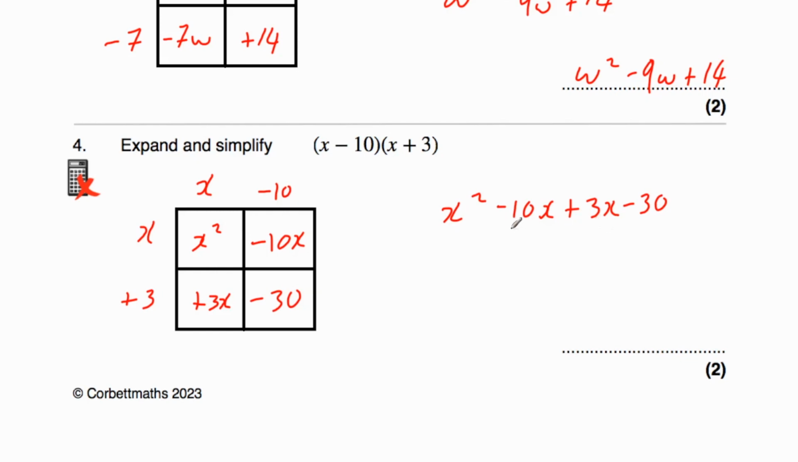And then just collect our like terms. Minus 10 plus 3 would bring you back up to minus 7. So the answer would be x squared minus 7x minus 30.